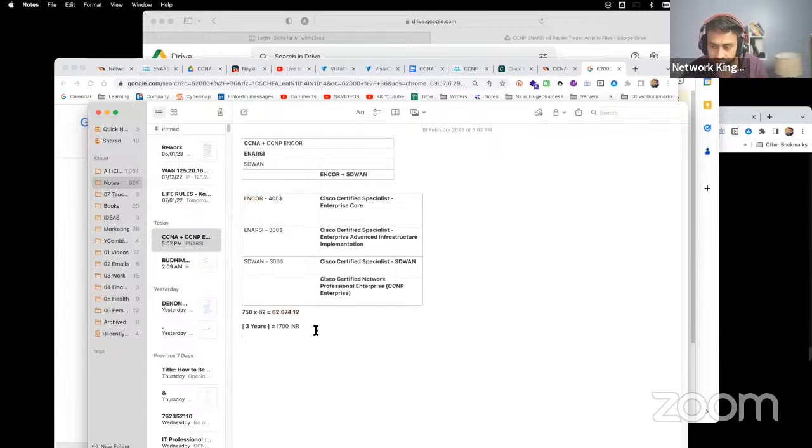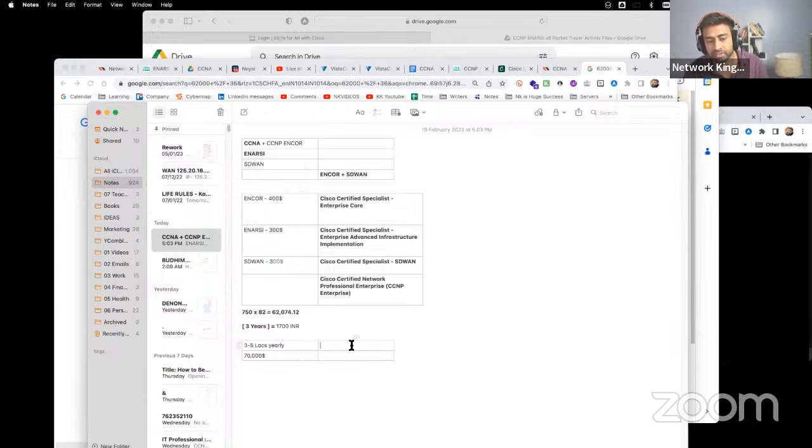Suppose your salary is around 5 lakhs yearly in India, or if you are in USA or Canada, suppose you are on $70,000 right now. Just imagine if you complete your CCNP ENCOR ENARSI or SD-WAN, and you become SD-WAN certified and CCNP certified. I also recommend one Palo Alto certification. Suppose you are on 5 lakhs right now, or maybe 3 lakhs. Let's take it that your salary is already low, 3 to 5.